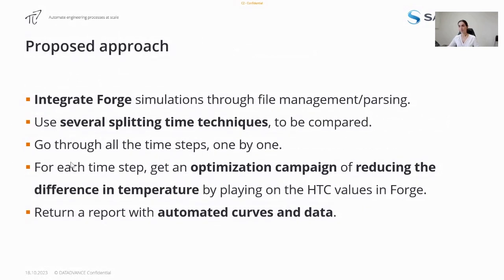Then by going through all those time steps one by one, as decided by this splitting time technique, for each time step, we put in place an optimization campaign where the objective was to reduce the difference in temperature between the measured data and the simulation data. And the variables of these problems were these HTC values. All of that was also done using Forge. And in the end of this entire process, P7 is able to return a report with some curves and data automatically generated to give feedback to the user.